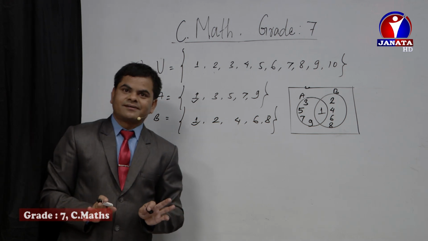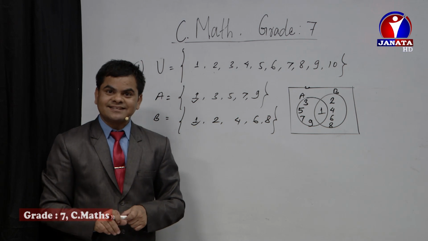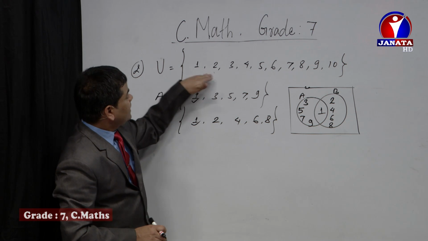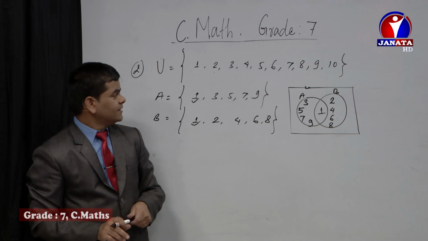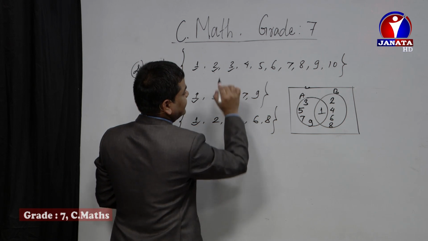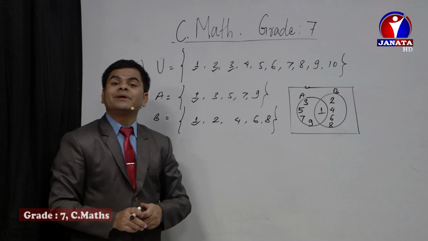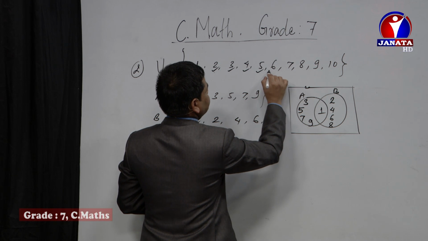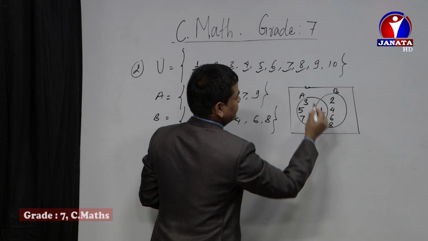Is it over? No, dear students. We have kept only the elements of set A and set B. But still, we need to plot the whole information of the universal set as well. So 1 we have already kept, 2 already, 3. In this way, you can tick in the examination as well while solving the question, so that there won't be any kind of confusion. 3, 4 also, 5, 6, 7 also we have already kept, 8 we have already kept, 9 also.